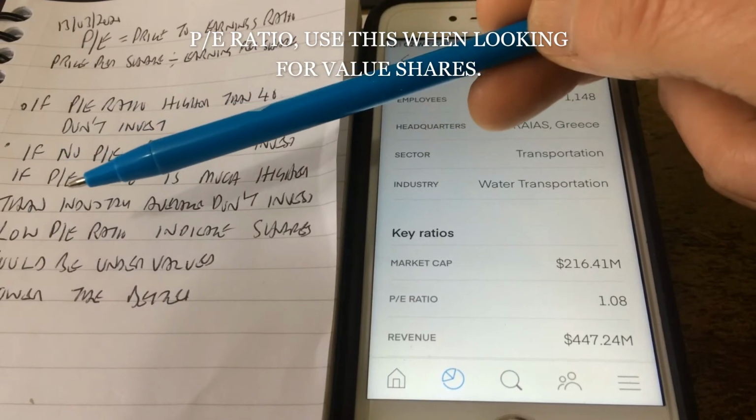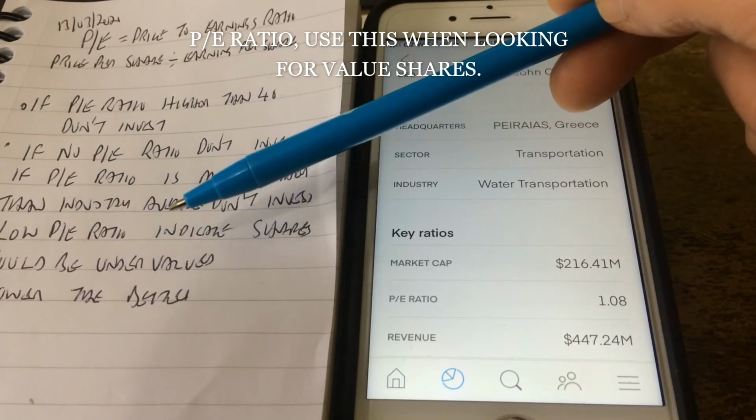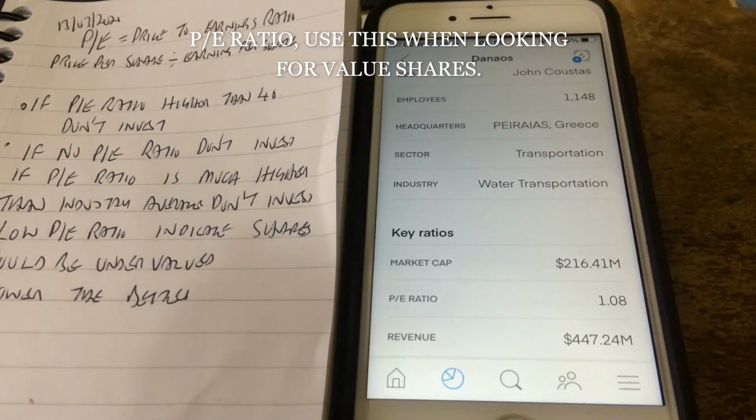A low PE ratio indicates the shares could be undervalued. Generally, the lower the better. So the PE ratio is a very important ratio as a part of your procedure in looking for value shares to invest in.